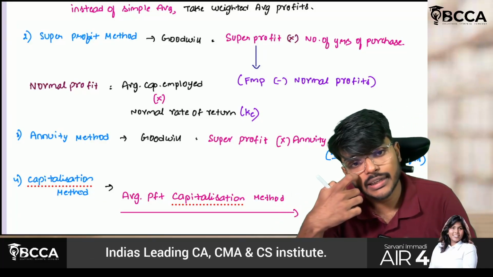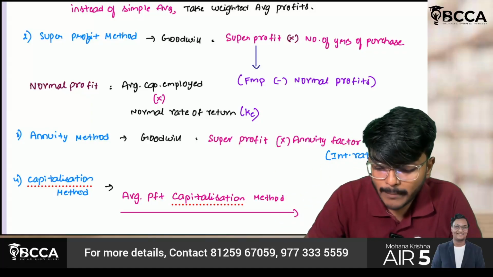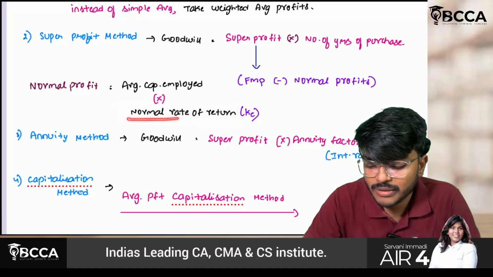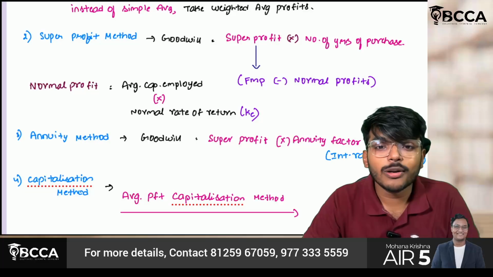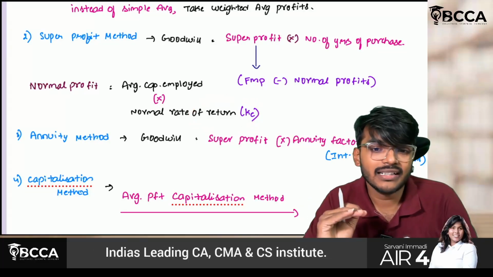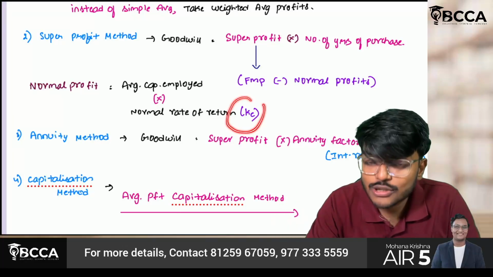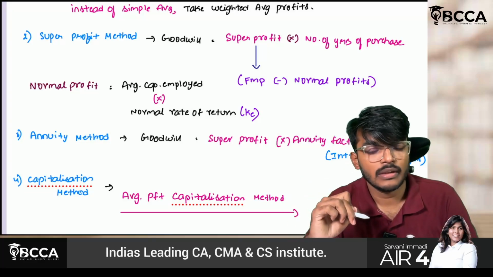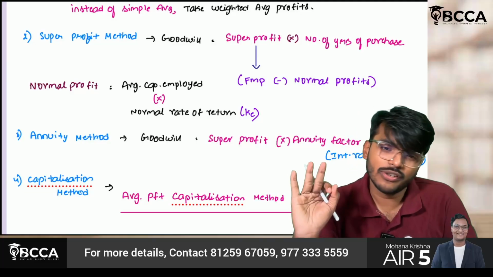I hope you are interlinking. That average capital employed should be multiplied by the normal rate of return. Sir, what is this normal rate of return? Come to SFM. Normal rate of return is nothing but the market rate. If I invest this money somewhere, whatever rate I will be getting, that is known as the normal rate of return. In other words, the weighted average cost of the company. This is SFM going on, so you can understand.